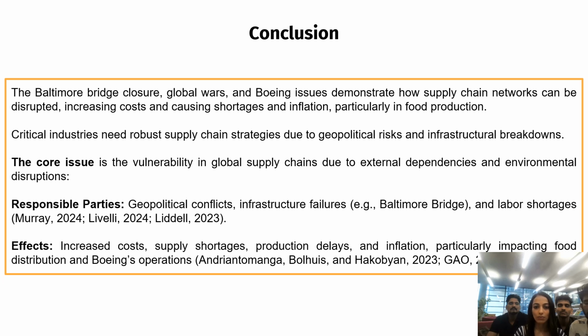The combined effect of these disruptions leads to increased cost, severe supply shortages, production delays, and inflation, which are particularly detrimental to essential sectors like food distribution and major industries such as Boeing's operations. The analysis highlights the urgent need for resilient and adaptive strategies to address these vulnerabilities, ensuring that global supply chains can withstand and recover from such disruptions more effectively in the future.